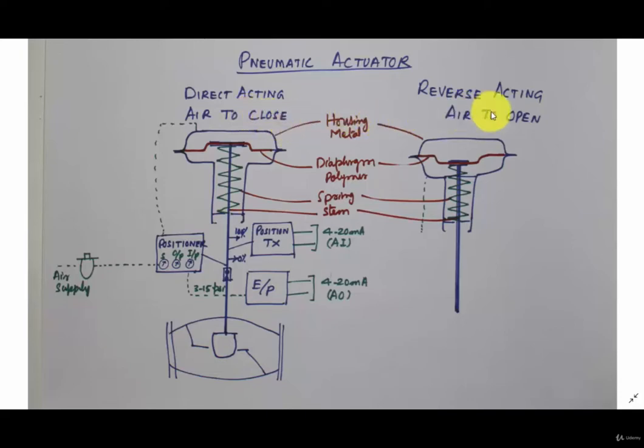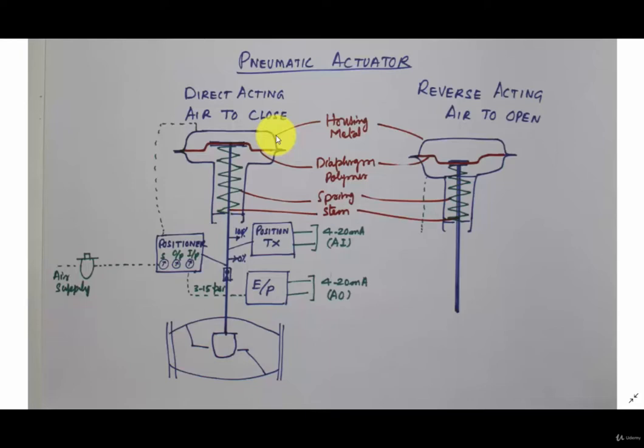Reverse acting is operating air to open. If you give air or signal to open, that means when there is no signal, it is in the closed position. So, from close to open, and this is from open to close. That is the main difference. Operation is the same, so I have not shown the other parts. Depending on your process requirements, this type of actuator will be selected.